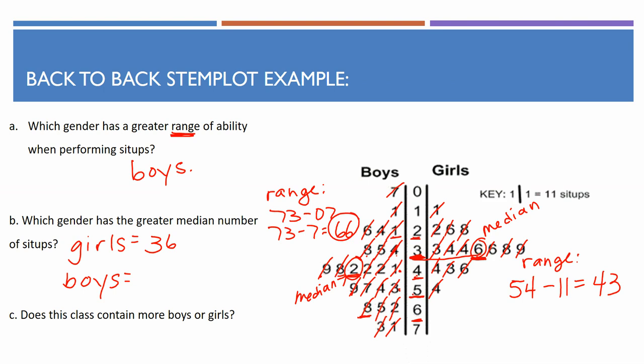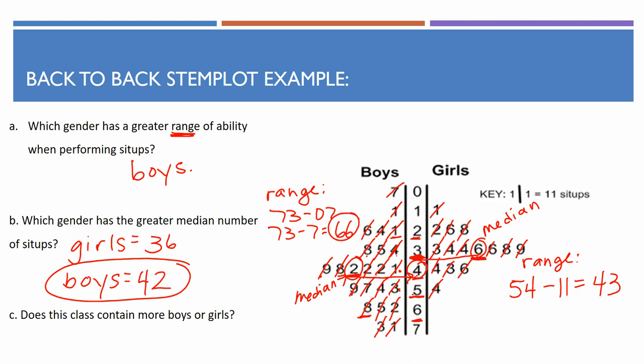So that leaf corresponds to the median, which matches up with this stem. So remember, that's like a 42. The stem always comes first. So there's our median. Which gender has the greater median? It would be the boys.